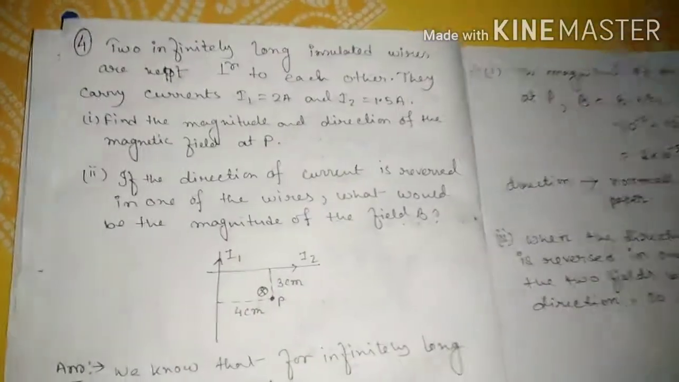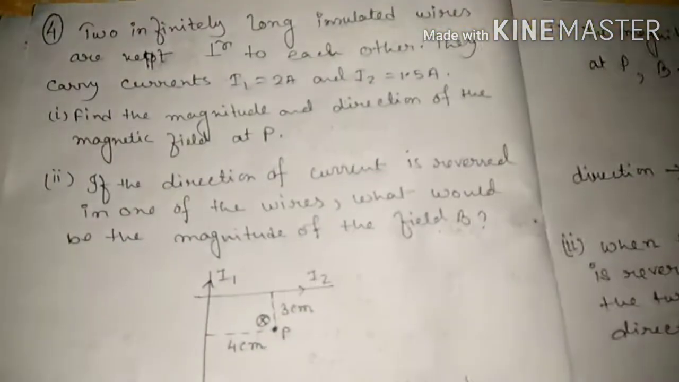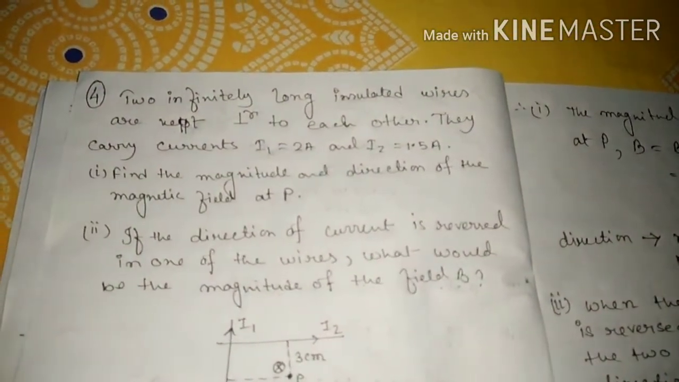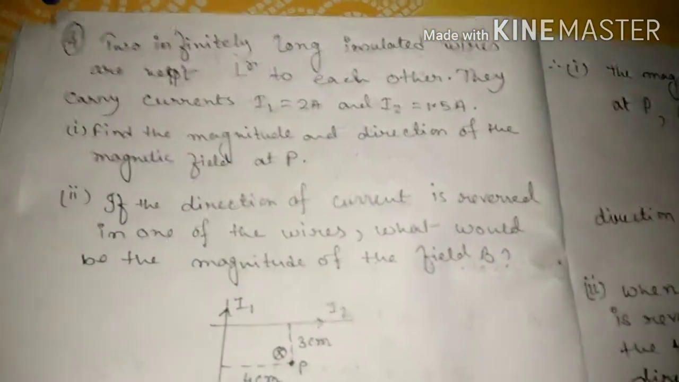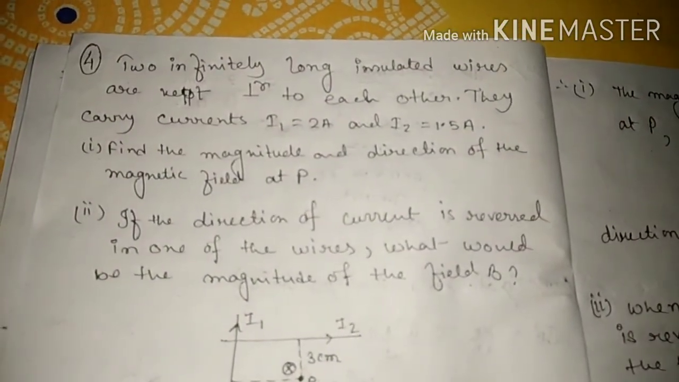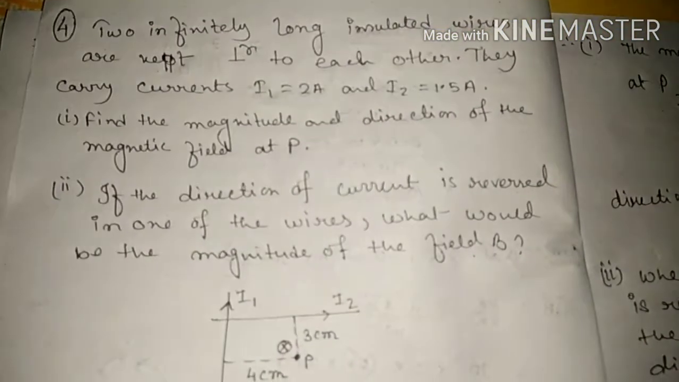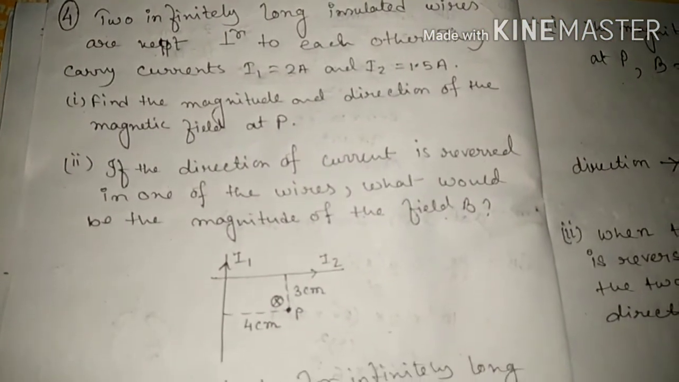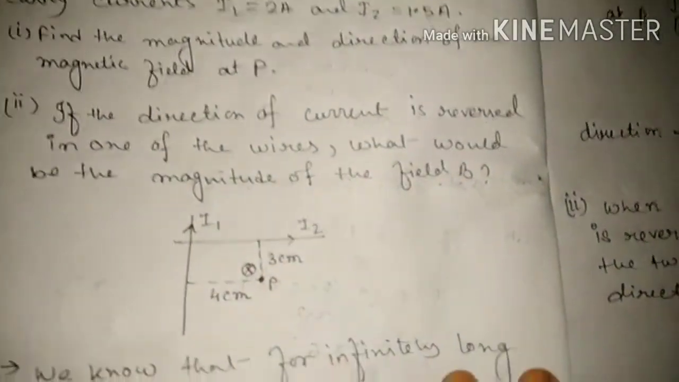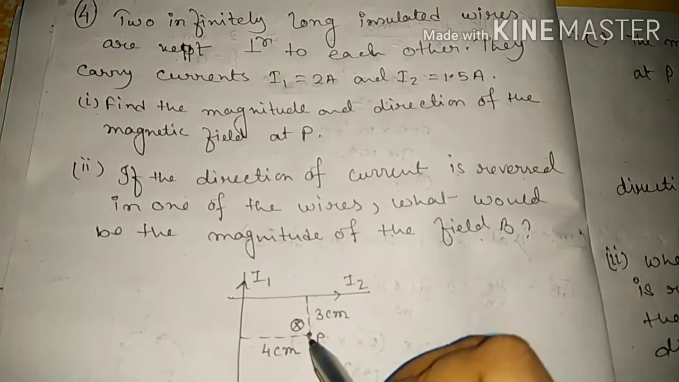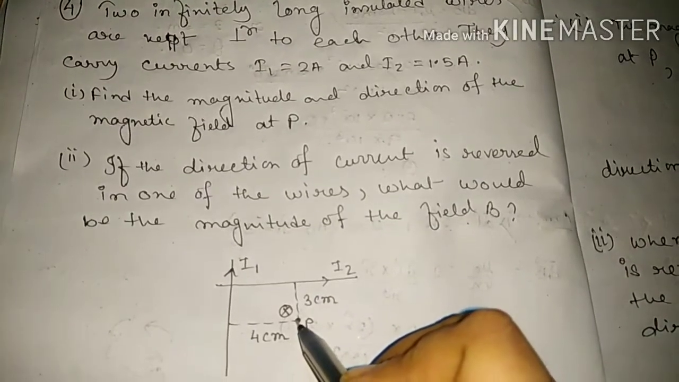Next and last numerical: two infinitely long wires. This also came once in a board's exam, a 3 marks question. I don't remember it exactly, it will be 2017 or 18. Two infinitely long insulated wires are kept perpendicular to each other. They carry currents I1 equals 2 ampere and I2 equals 1.5 ampere as shown in this figure. We find the magnitude and direction of the magnetic field at point P.